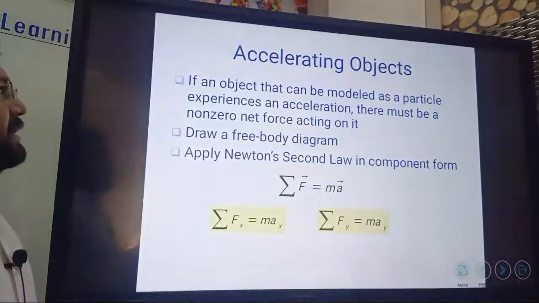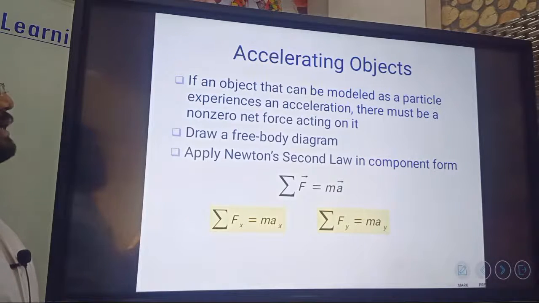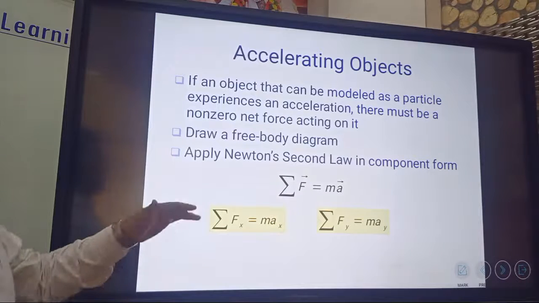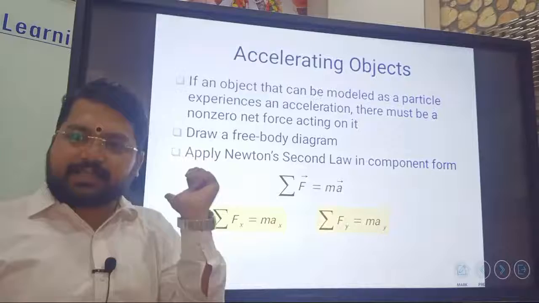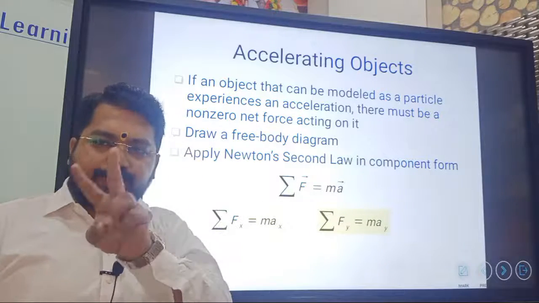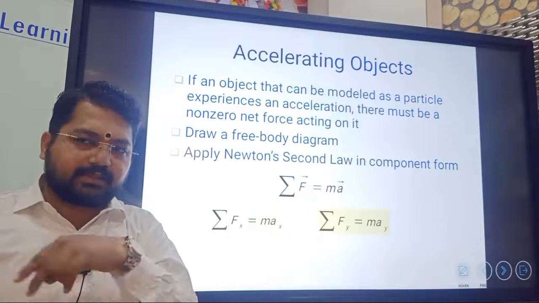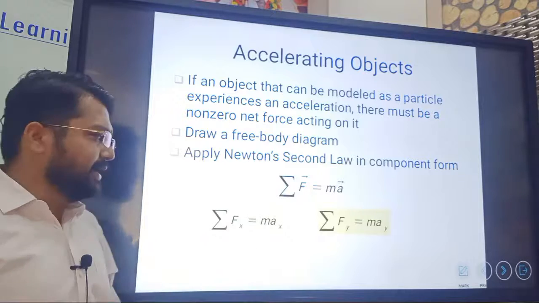Now accelerating objects. If an object that can be modeled as a particle is experiencing an acceleration, there must be a non-zero net force acting on it. Draw a free body diagram. Apply Newton's second law in component form. In the earlier objects, the object was at rest. Now we are talking about accelerating objects.